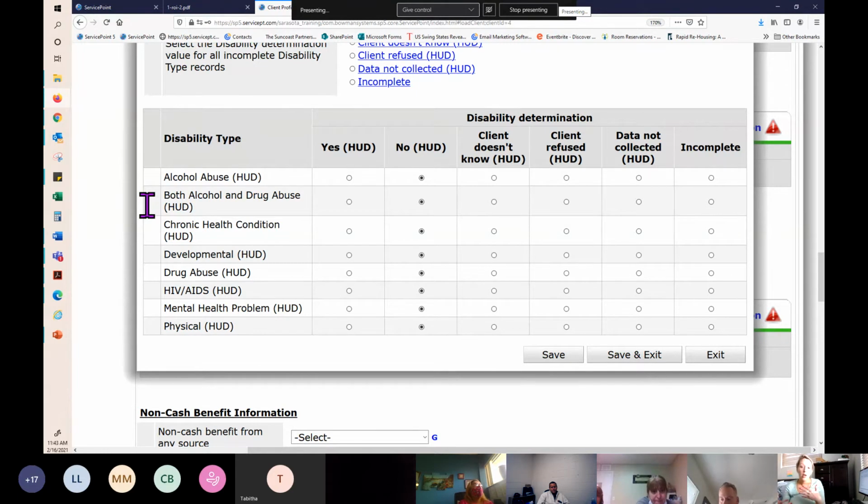Chronic health condition being identified as something that happens internally, and your physical health condition would be something external, outside of the body. So your legs or your arms, or maybe you are blind or deaf, one way or the other. Chronic would be something like diabetes or multiple sclerosis, something along those lines.